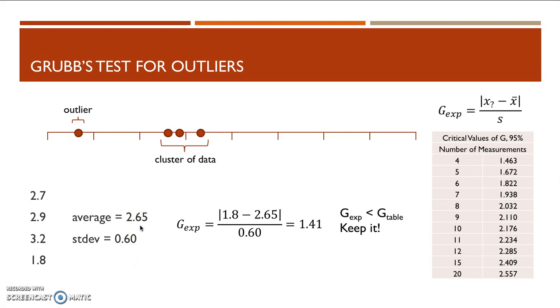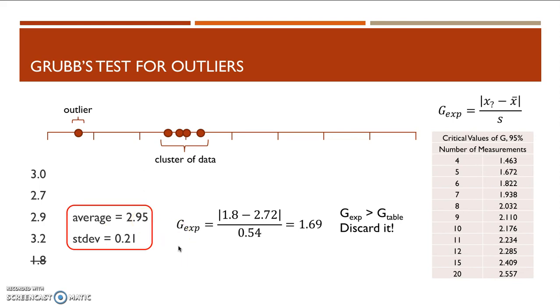If you think that you need to discard that outlier, the next step would be to take another measurement. If I take another measurement and it happens to fall near or within my cluster of data, then I could calculate a new average and standard deviation, calculate a new experimental G-value, and compare that to my table value. But now I've got 5 measurements, right? And now my G experimental is greater than my G table value, and so I can discard that outlier. When I discard that outlier, I can now calculate a new average and standard deviation, and that will be what I report in my lab report.